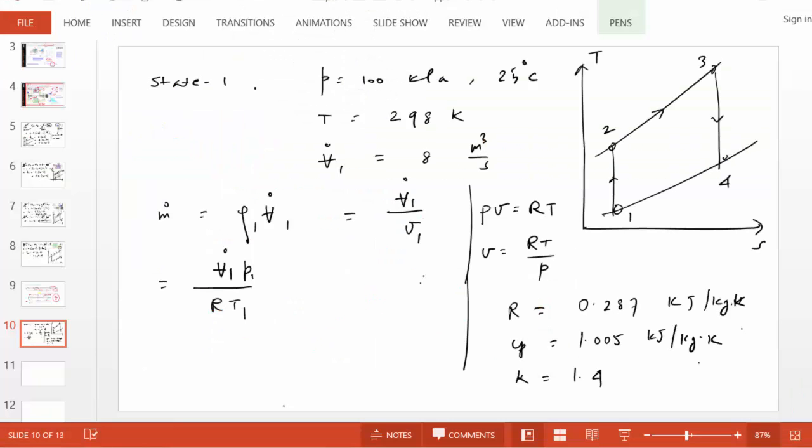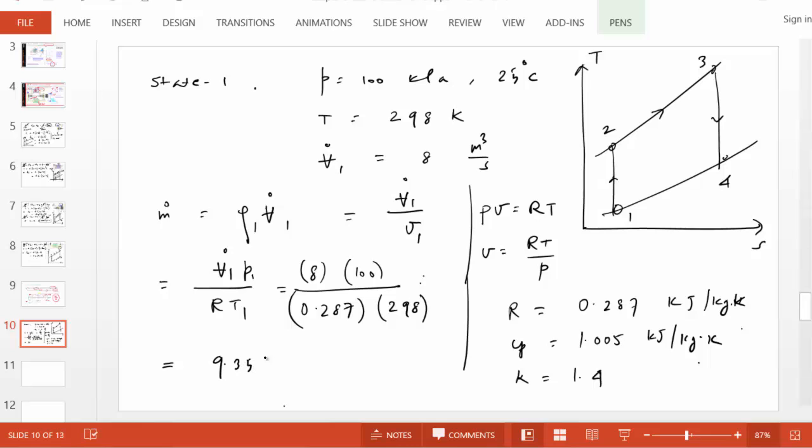Okay, so now that m dot can be evaluated, if you substitute the values, V1 is given as 8, pressure is 100 kPa, R is 0.287, and temperature is 298. If you do the calculation, that comes to 9.35 kg per second.